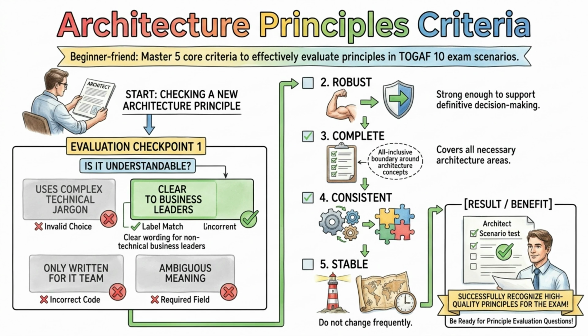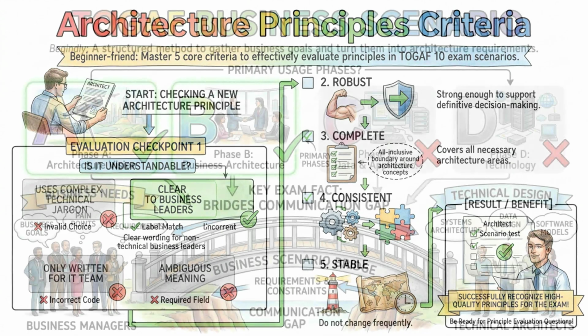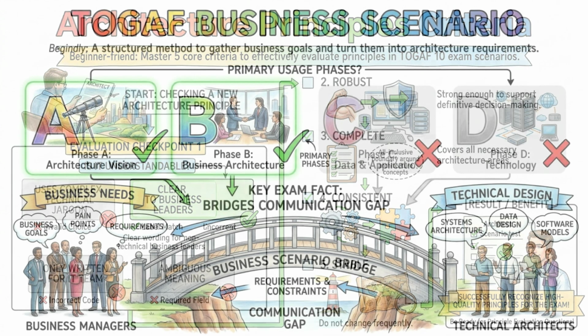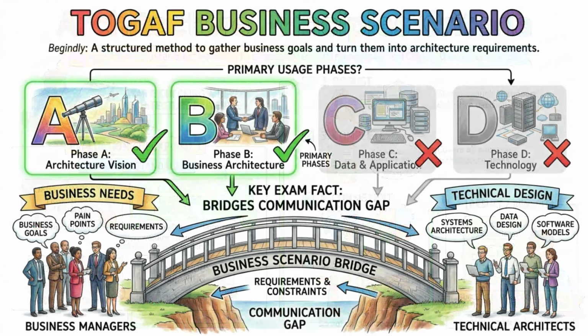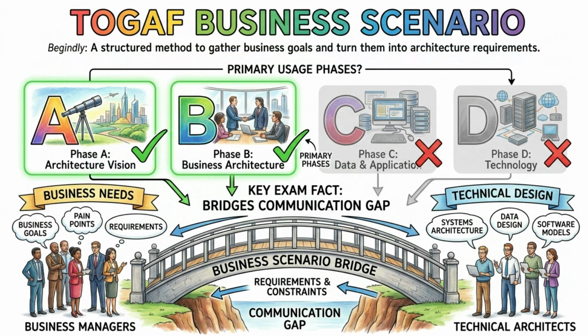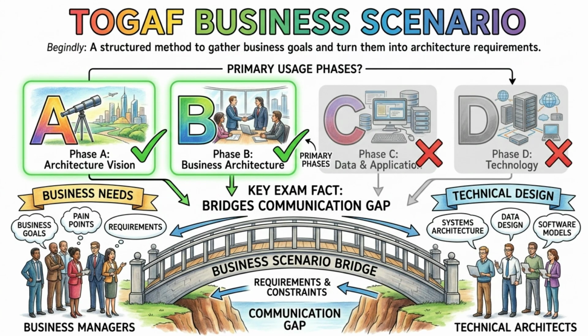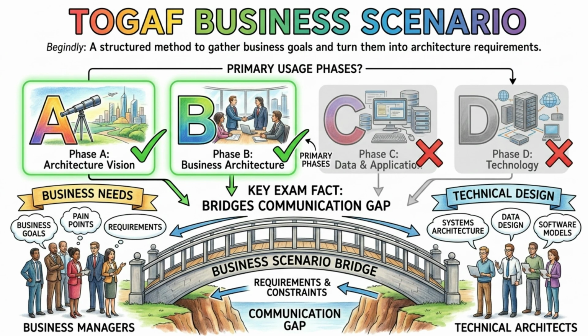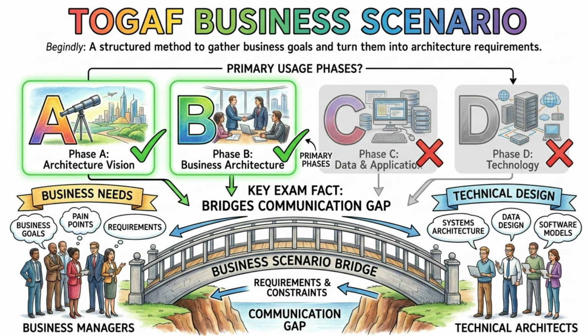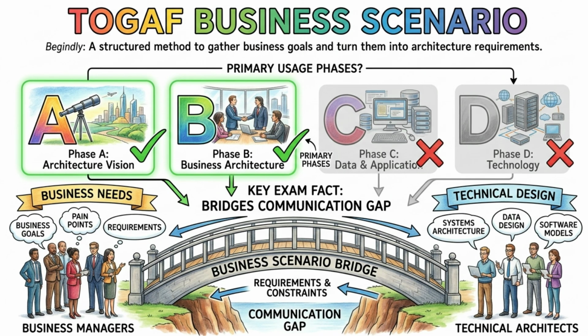Another fundamental technique is the business scenario, which is used primarily during Phase A and Phase B to uncover and validate business requirements. A business scenario is a structured method for gathering information about business goals, user needs, and operational pain points. It creates a complete story that links business problem drivers directly to concrete architectural requirements. On the exam, remember that business scenarios bridge the communication gap between business managers and technical architects.